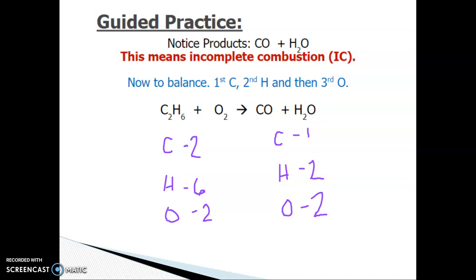All right, let's do our carbons first. 2 on the left, we're going to need 2 on the right. That means I need a 2 coefficient here, which will be 2. Now I have 3 oxygen because the 2 plus 1 is 3. So our carbons are balanced. Let's do hydrogen. 6 on the left, I'll need to put a 3 here on the right, which will give me 6 hydrogen. And now I have 3, 4, 5 oxygen.